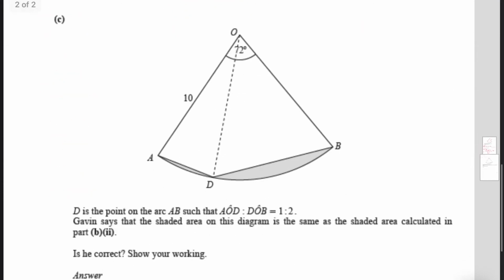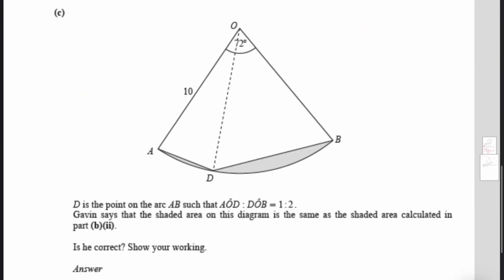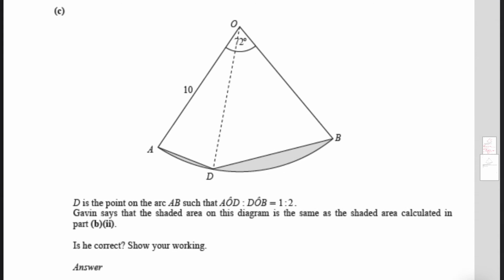Okay. The next part of the question says they've given us a similar shape, but D is the point on the arc AB such that AOD to DOB is 1:2. That means if you look at this ratio right here, we can directly apply this on the angle 72 over here. So this angle would be 1/3 of 72. When you divide 72 by 3, what do we get? You get 24 degrees. So this angle right here is 24 degrees. And this angle right here would be double of this, which is 48 degrees.